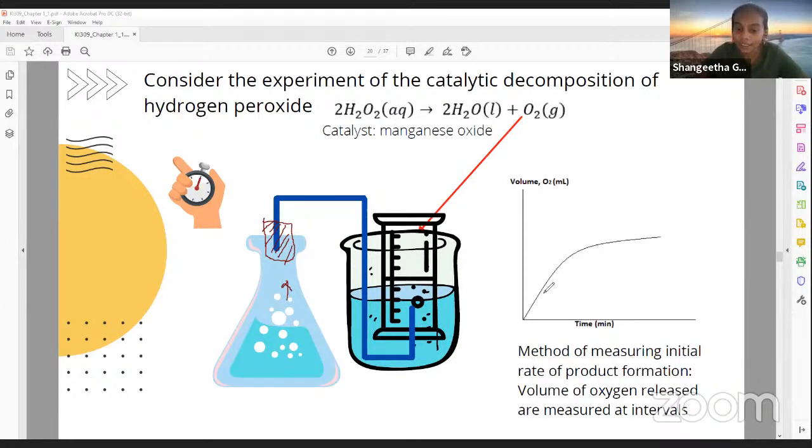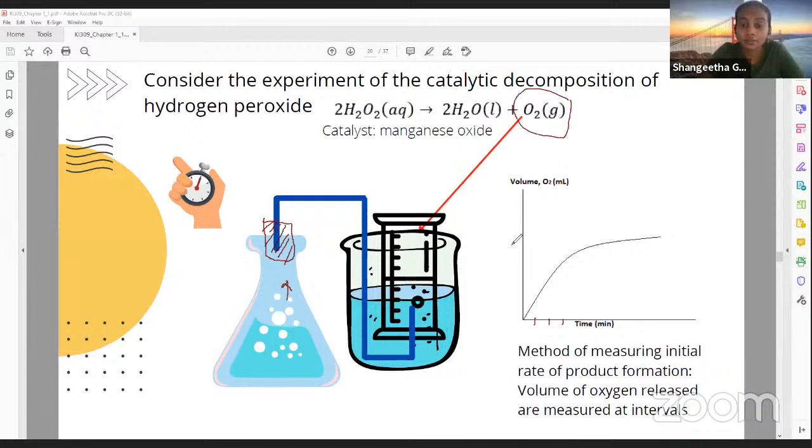So you can measure your amount or volume of oxygen that is being released at perhaps every 2 minutes or so. Then when you plot your graph, you will get something that looks like this. So this is the method to measure the initial rate of product formation based on the volume of oxygen released at intervals. Now that is if you want to measure your product, which is oxygen.